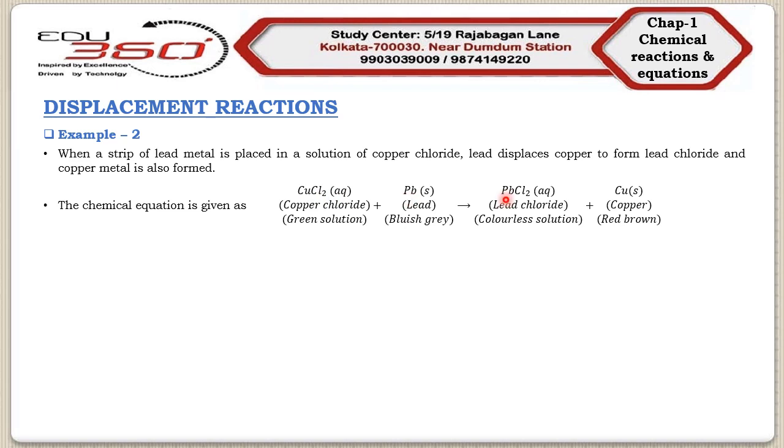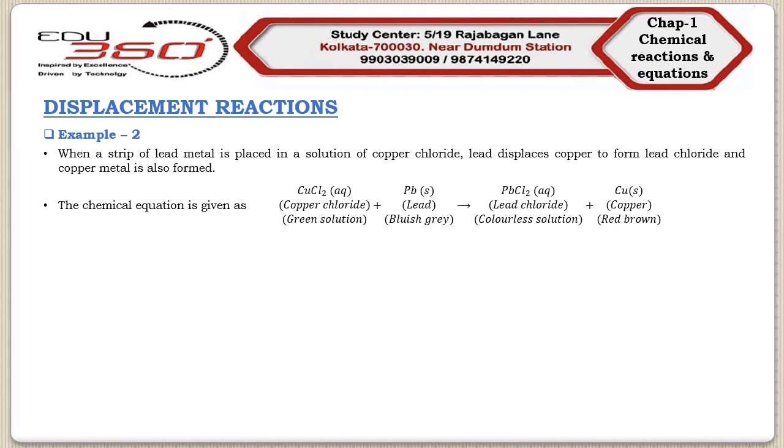Lead chloride is represented by PbCl2. It is a colorless solution. So we have written PbCl2 within bracket aq. And finally, copper is a solid metal and it is red brown in color. So we have written Cu within bracket s.